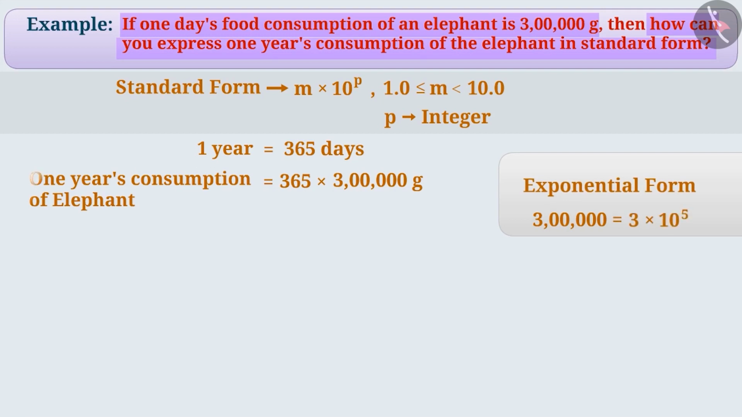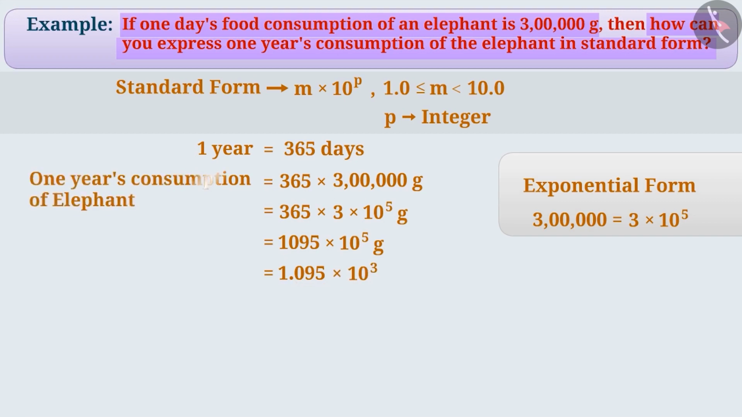In this way, 1 year's consumption of elephant is equal to 365 into 3 into 10 to the power of 5 grams, which is equal to 1095 into 10 to the power of 5 grams. We have to write the number in standard form. Therefore, we will place the decimal point on the rightmost side of 1095 and move it 3 places to the left. Since we have moved the decimal point 3 places to the left, we will multiply the number by 10 to the power of 3 to keep the value of the number same.